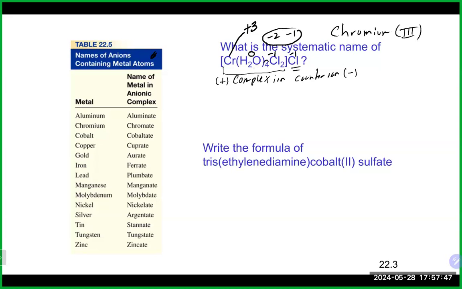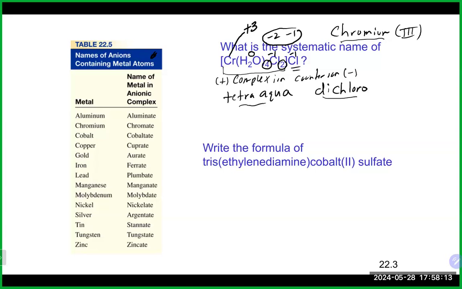We have 4 waters. So 4 is tetra, and water is aqua or aquo, your choice, whichever way you want to go. We also have 2 Cls attached. Prefix for 2 is di, and Cl would be chloro in that case. So that pretty much takes care of all of our complex ion part.